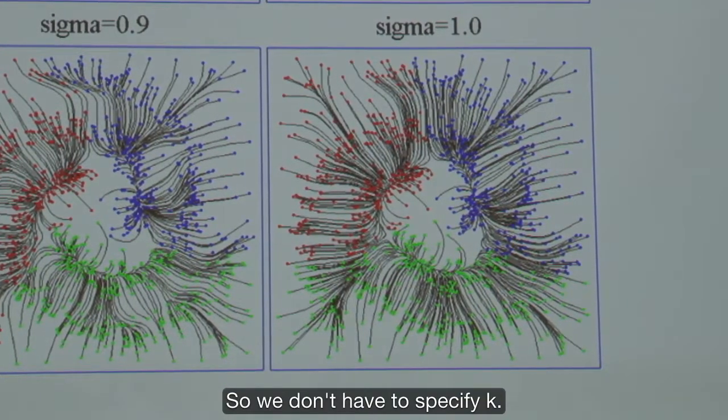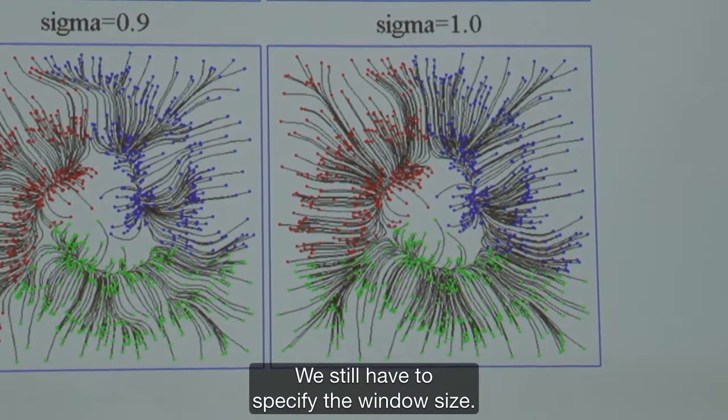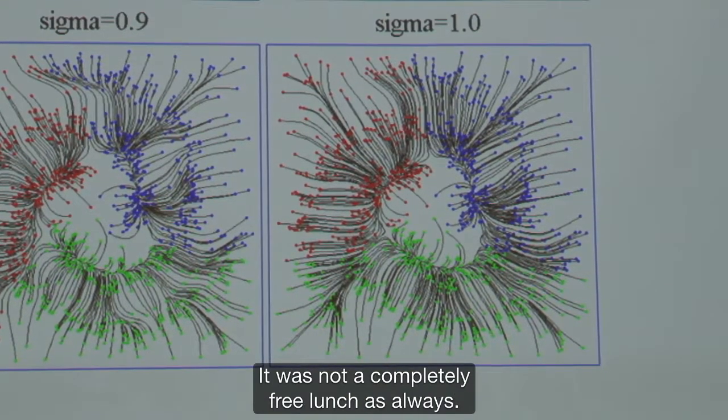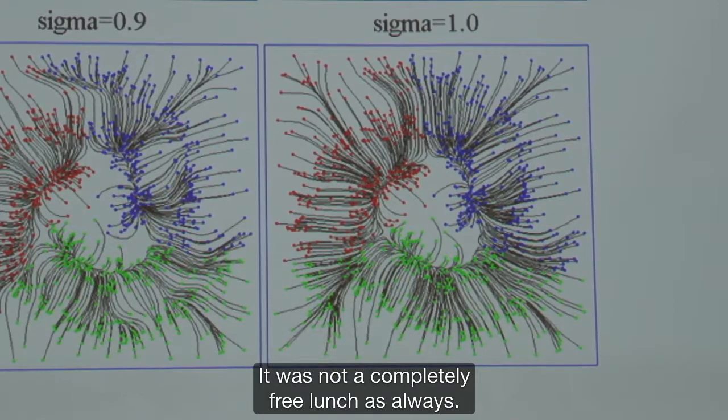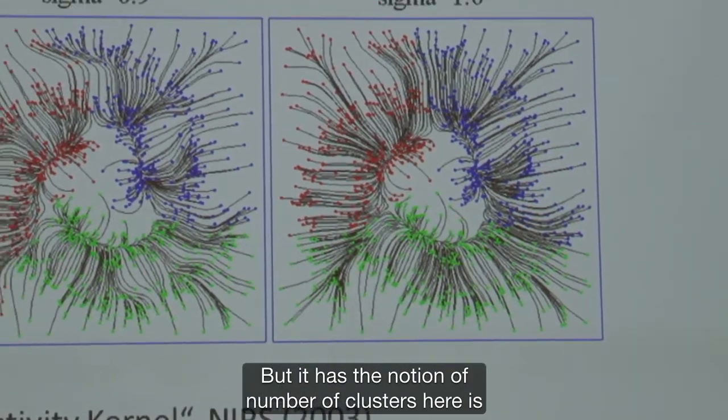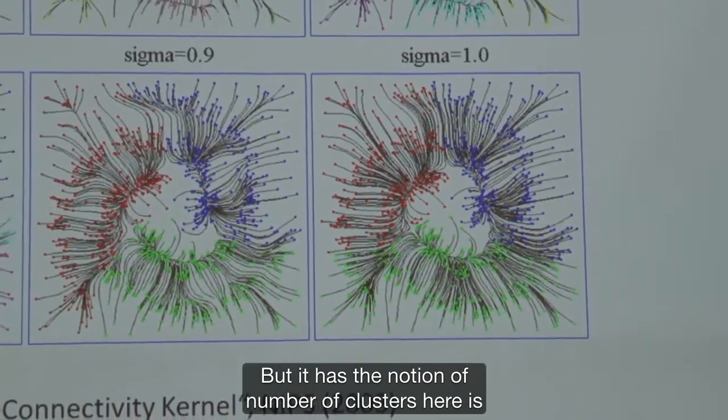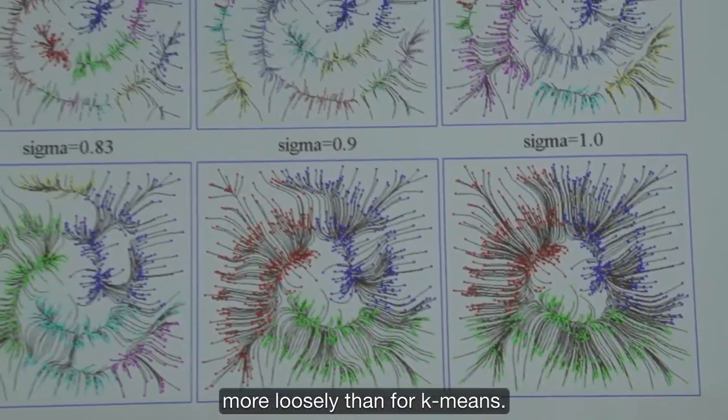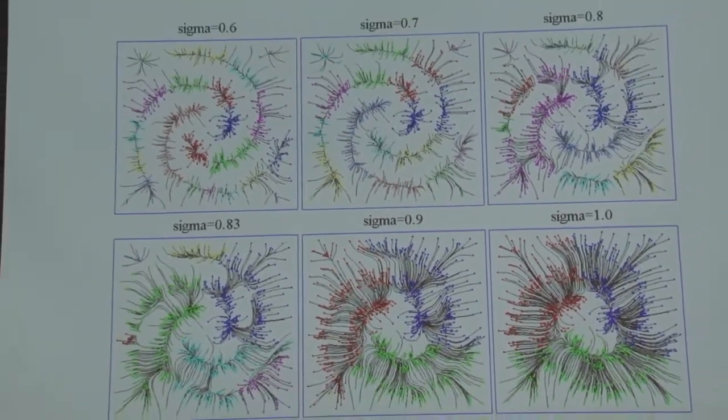So we don't have to specify K. We still have to specify the window size. It was not a completely free lunch, as always. But the notion of the number of clusters here is looser than for K-means.